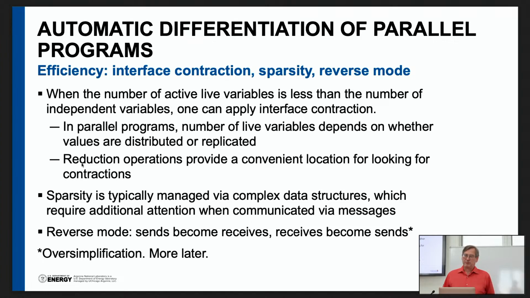Sparsity is another way to improve the efficiency of a derivative computation, but it's typically managed via complex data structures, which requires some additional attention when they're communicated via messages. Reverse mode: in my whole thesis, there are 2 paragraphs devoted to the reverse mode that basically say reverse mode is just an extension of what has been done for forward mode. Sends become receives, receives become sends, end of story. That turned out to be a bit of an oversimplification.